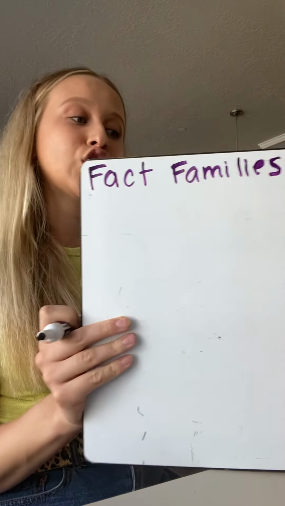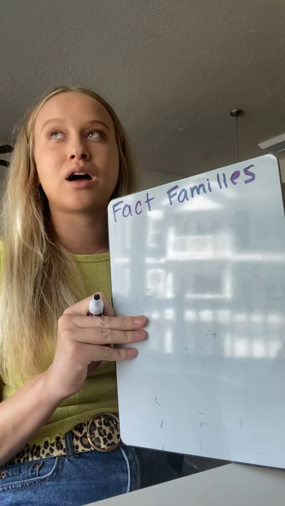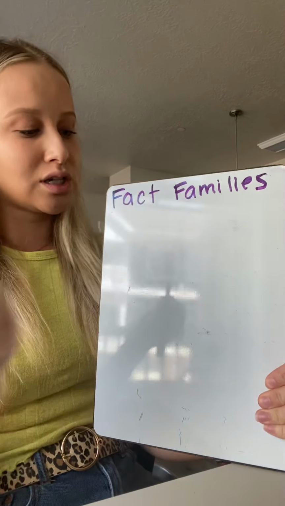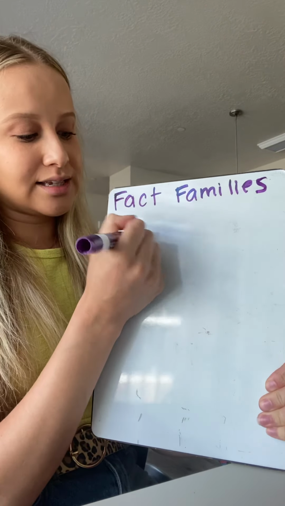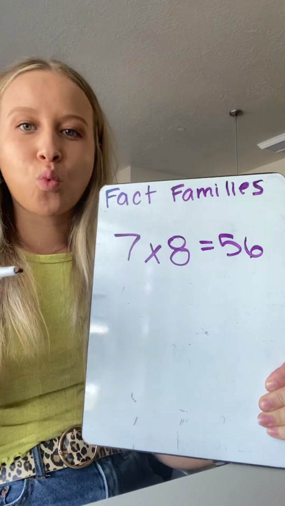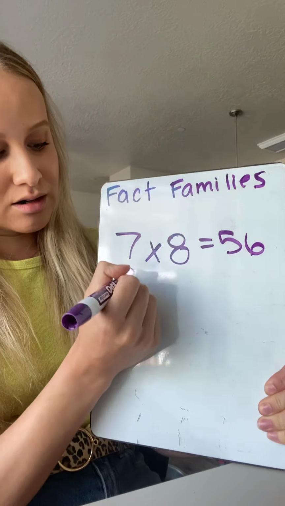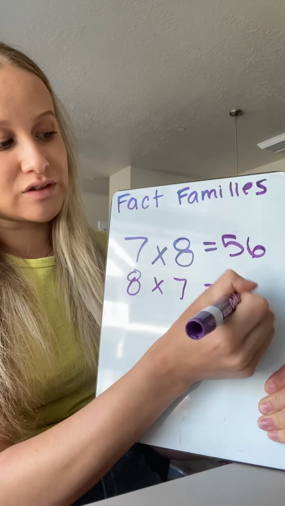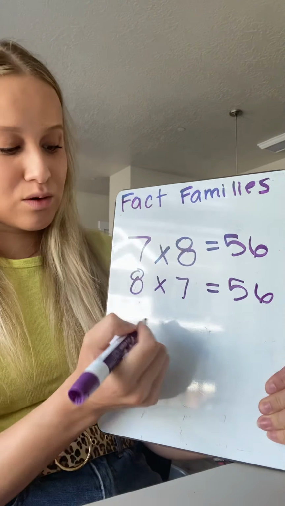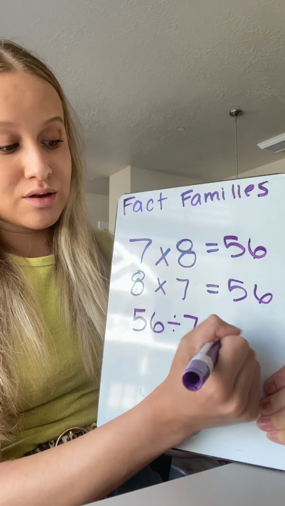Okay? Now with fact families, this will involve multiplication and division. The way that we're going to show this is I'm going to say I have 7 times 8, and that equals 56. Well, we know about turnaround facts. So if 7 times 8 equals 56, then 8 times 7 also equals 56. Now division. If we take the bigger number and we do 56 divided by 7, that equals 8.